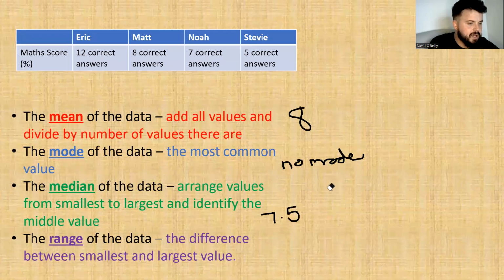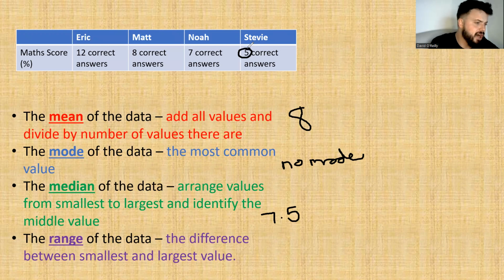And finally, the range of the data is the difference between the smallest and largest value. So our smallest value is Stevie's, which is 5. Our largest is Eric's, which is 12. We want to find the difference between 5 and 12. We know how to find the difference. We do the largest subtract the smallest. So 12 subtract 5 gives us 7. And that's our range. So we're done. That's mean, median, mode, and range.